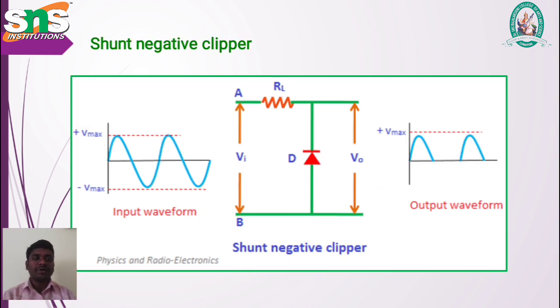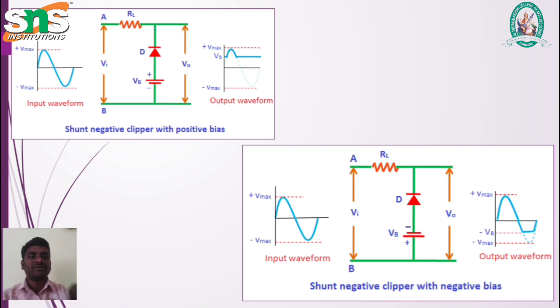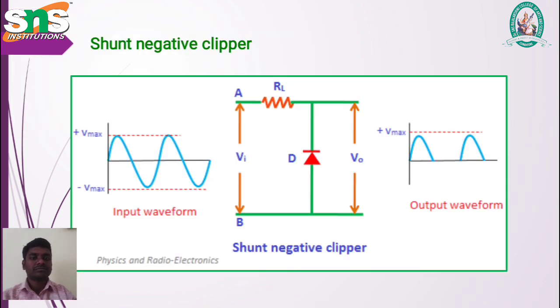Then the shunt negative clipper. Here we change the direction of the diode. The positive is connected to the input signal, and the negative terminal of the PN junction diode is connected to the resistance. Then we supply the sine waveform input signal. We get the output like this, only the positive half of the cycle. It is not a continuous output; it is a broken DC output.